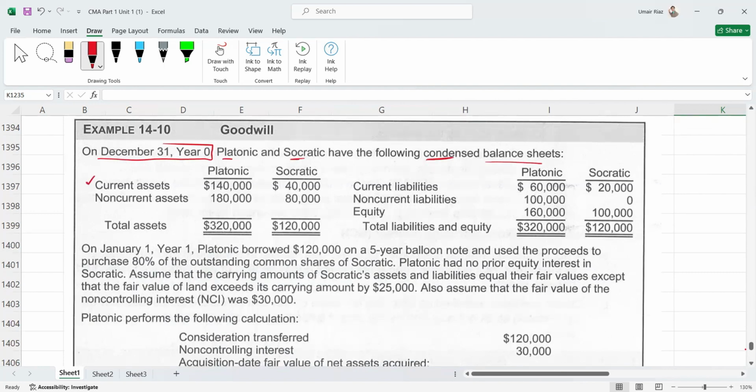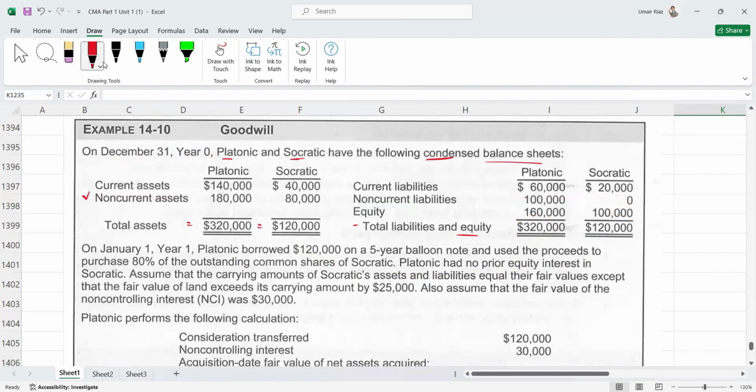These are the current assets of parent and subsidiary, non-current assets of parent and subsidiary, and these are the total assets. Then we have current liabilities of parent and subsidiary, non-current liabilities of parent, and we don't have any non-current liability for the subsidiary, then equity of parent and subsidiary, and this is total equity and liabilities. We know assets always equal liabilities plus equity. This is not the complete question, so we have to read further information as well.